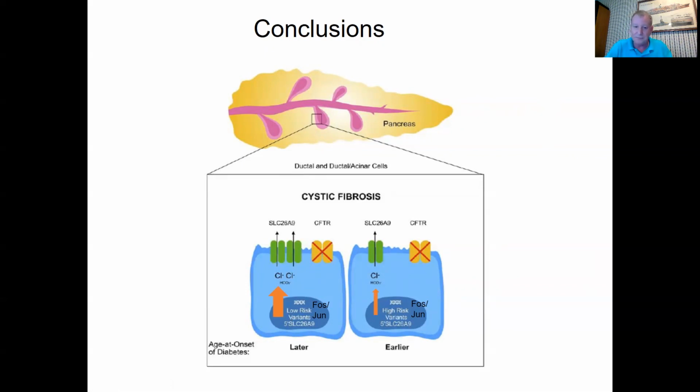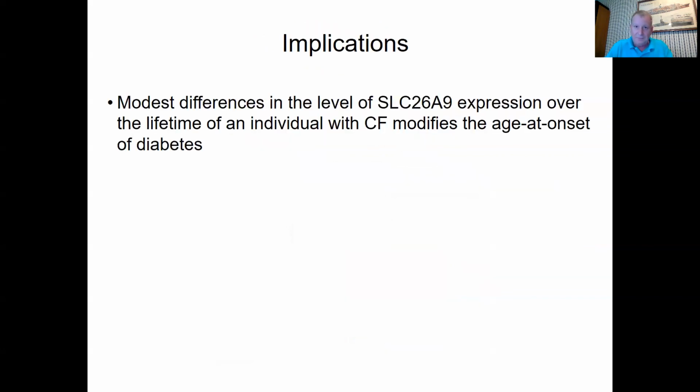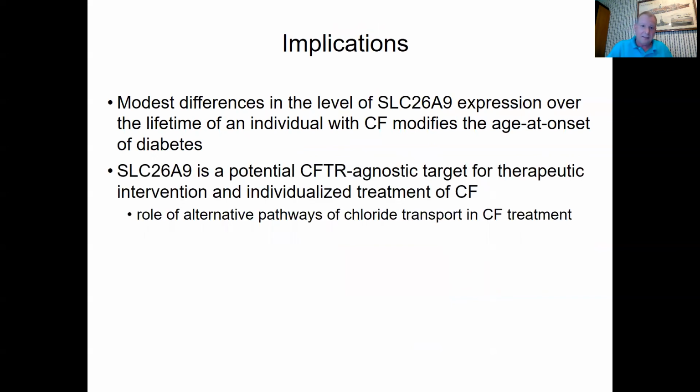So with that, what are the implications? Well, modest differences in the level of A9 expression over a lifetime seem to modify age of onset of diabetes. If this were a more substantial difference in expression, one might have expected a more pronounced effect on the phenotype. So it's not surprising that modifiers will have subtle effects, because they're working over a lifetime in the patient with CF.